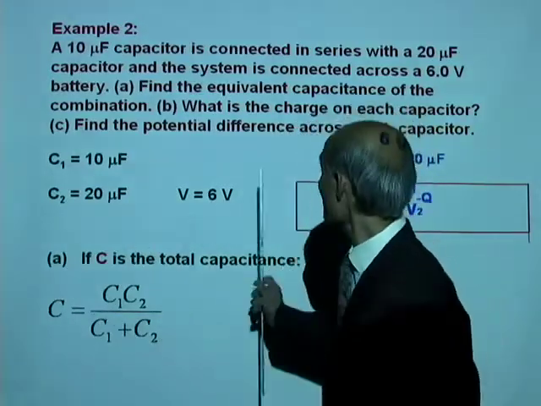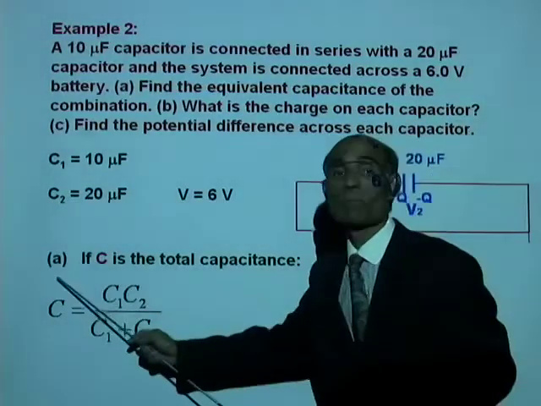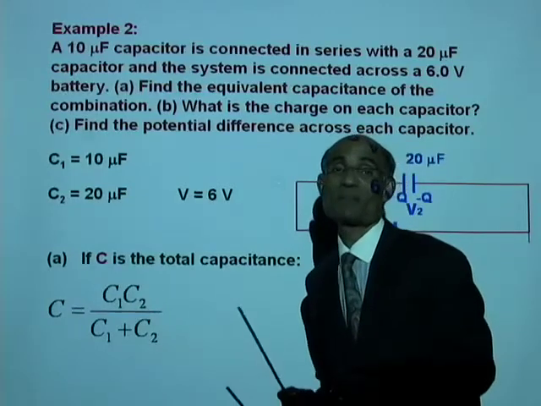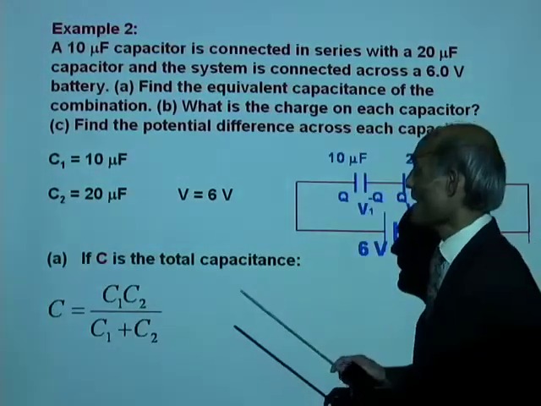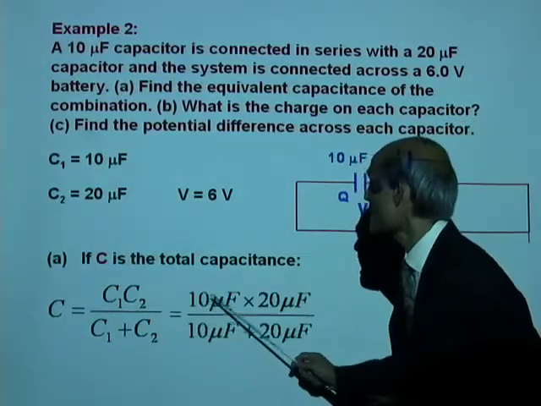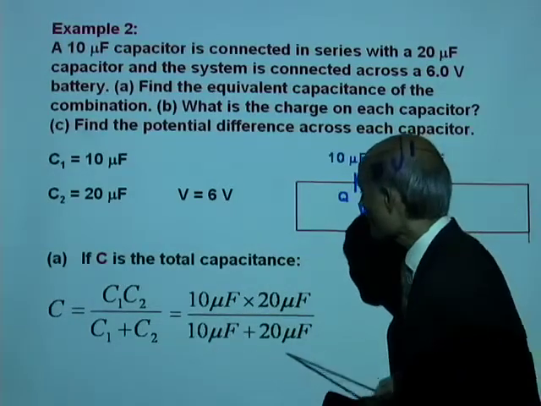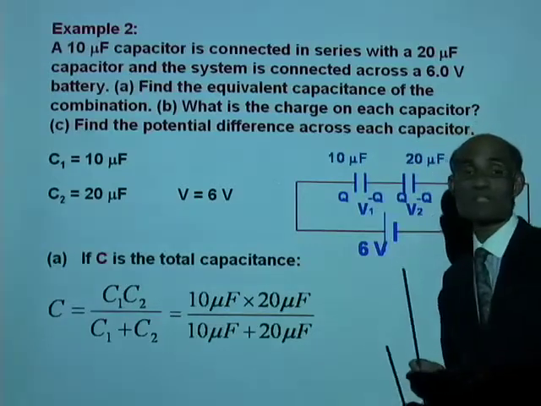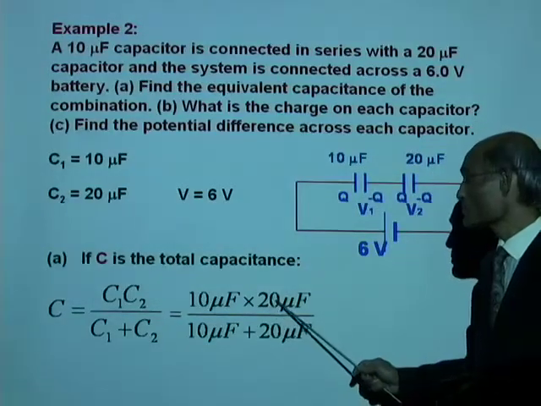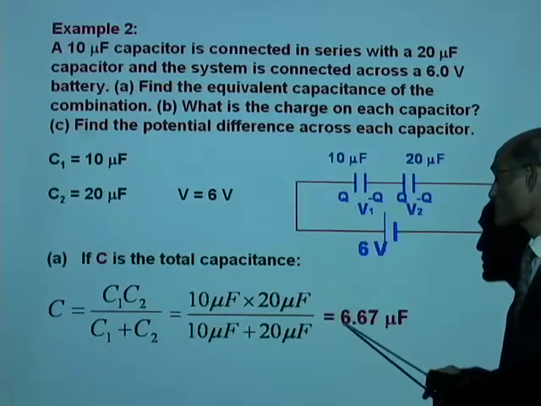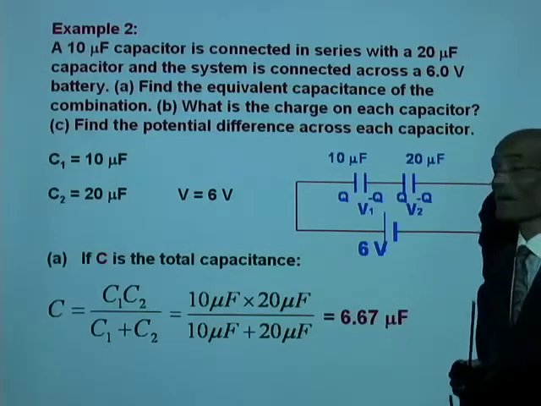So when you have two capacitors in series, the total capacitance is C1 C2 divided by C1 plus C2. C1 is 10 microfarad, C2 is 20 microfarad, divided by 10 plus 20. What is that equal to? That will be 200 divided by 30, which is 6.67 microfarad.